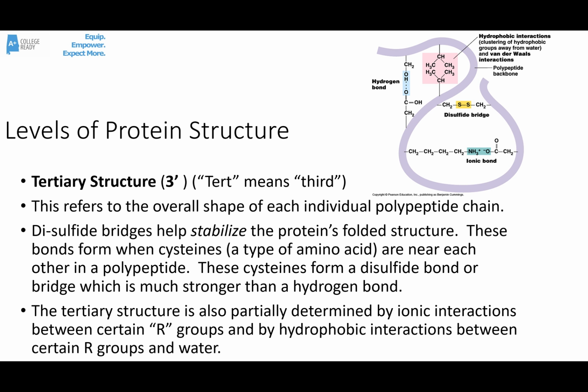Let's also talk about the tertiary structure, or 3° structure, the 3rd level. This is the overall shape of a particular polypeptide chain. In addition to the hydrogen bonds, these tertiary structures are oftentimes stabilized by what are called disulfide bridges or disulfide bonds. The amino acid cysteine contains sulfur. If 2 cysteines end up nearby, the sulfurs in those cysteines will form these disulfide bonds or bridges. These bonds are maybe not quite as strong as a normal peptide bond, but they're much stronger than hydrogen bonds. So they help to stabilize the structure of the protein.